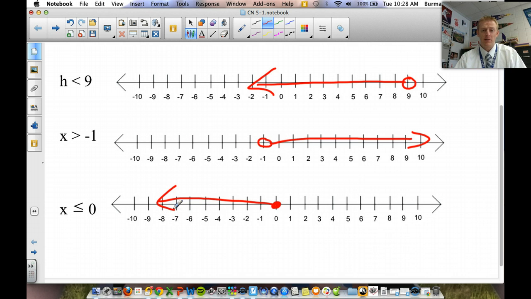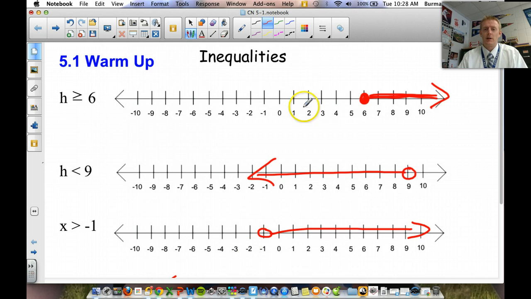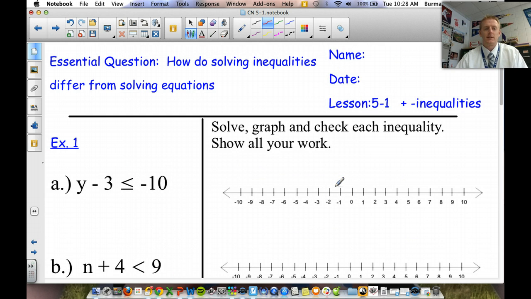Now, if you need a reminder of those things, again, it's super simple. If it's a greater than or less than, we have an open circle. If we have a greater than, less than, or equal to, we have a closed circle. That kind of looks like a face there too. All right, so let's get started.